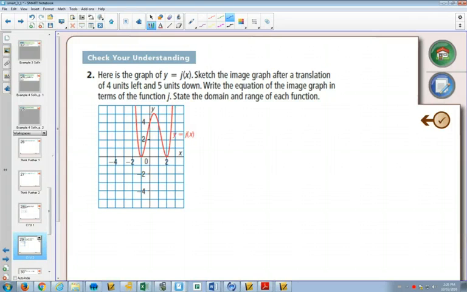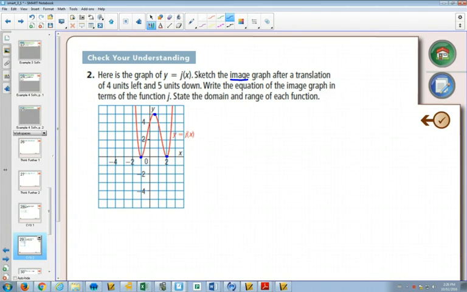So here we've got a graph of j of x, and we want to sketch the image. We often use the word image to say the graph after you've done something, after translations 4 to the left and 5 units down. So which would be the key points here that we would look at when we're changing it? Those minimum points there and that maximum point there would be key ones in order to graph this again.